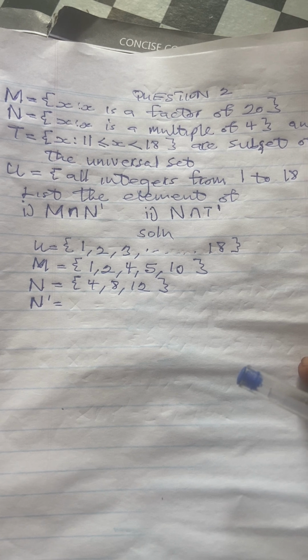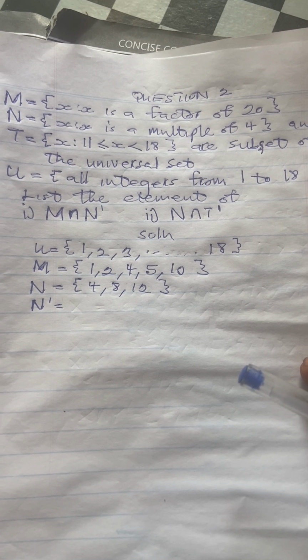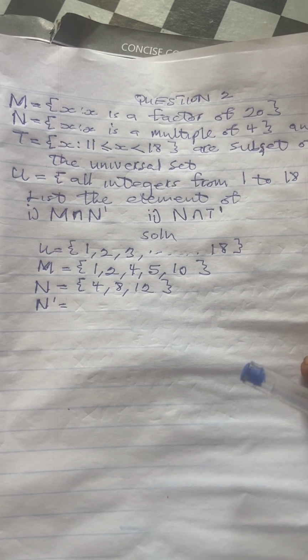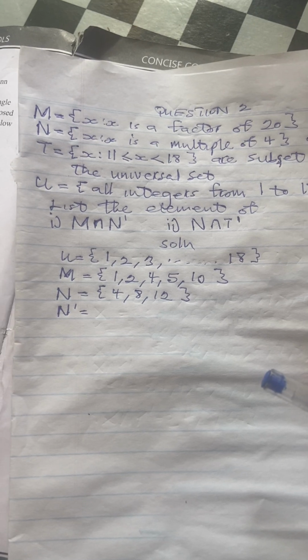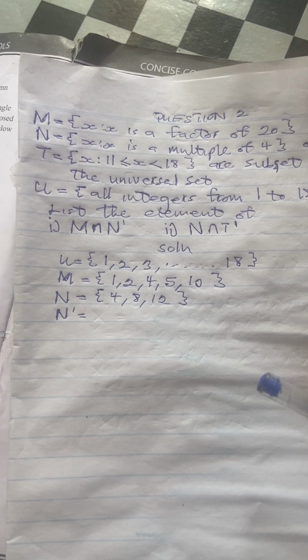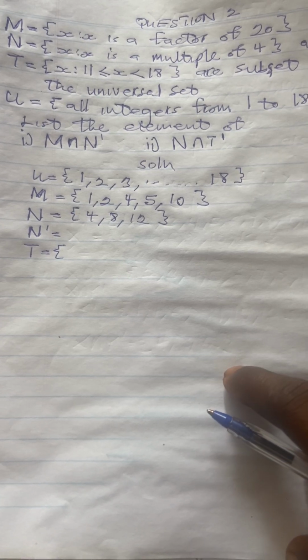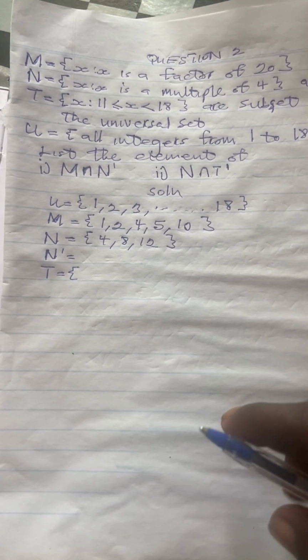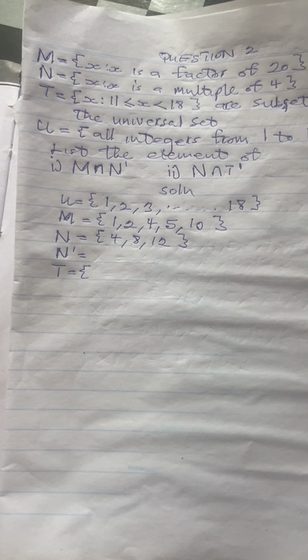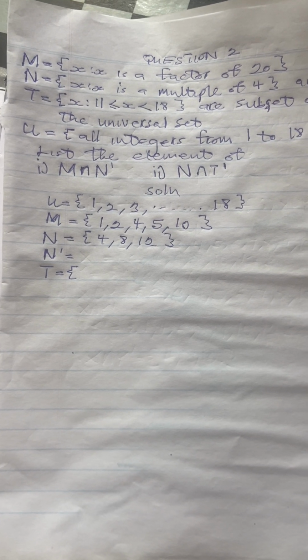Okay, sorry, you have not done that of the t. We have not done that of the t. So let's list it before we come and list the members of the n complement, right? So for the t is saying that s is greater or equal to 11 but less than 18.